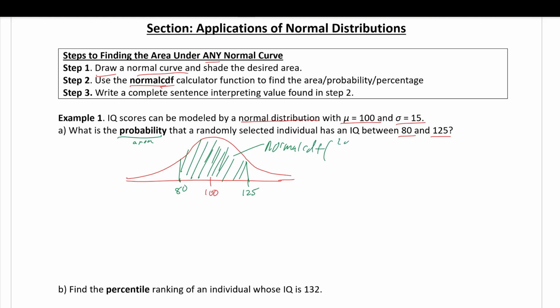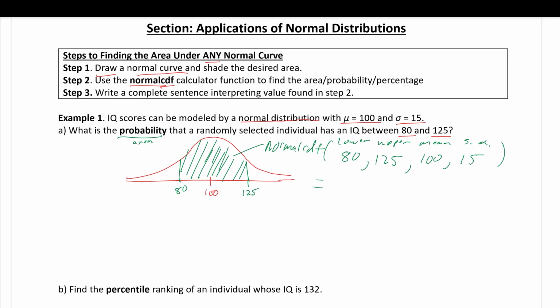We have our lower, upper, mean, and standard deviation. Now in this case, the mean and standard deviation are not 0, 1. They are actually given to us. So our lower bound in this case is 80. Upper is 125. The mean is 100. And the standard deviation is 15.